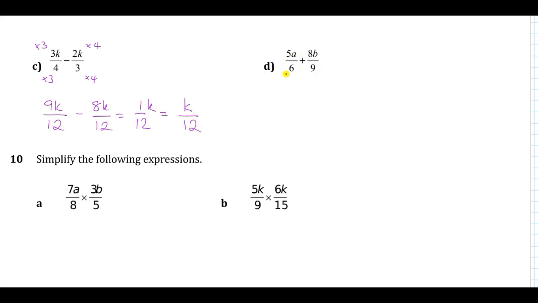For part D, 6 and 9, if I double 9, I get 18. So if I triple 6, I get 18. So I'm going to times this side by 2, and I'm going to times this side by 3. I'll get 15a over 18 plus 16b over 18. I can rewrite that as 15a plus 16b over 18.